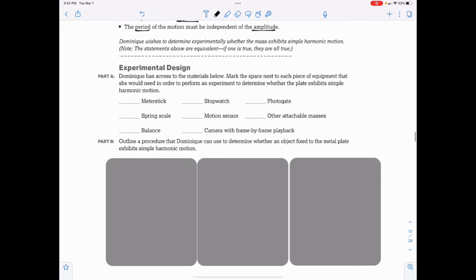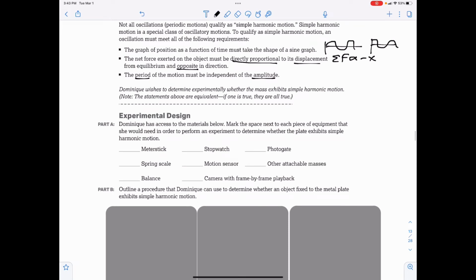Experimental design. Dominique has access to the materials below. Mark the space next to the piece of equipment that she would need in order to determine whether or not the plates exhibit simple harmonic motion. So what we're going to do is test them one at a time. The first one that we're testing is the idea that it makes the graph of a sine wave.